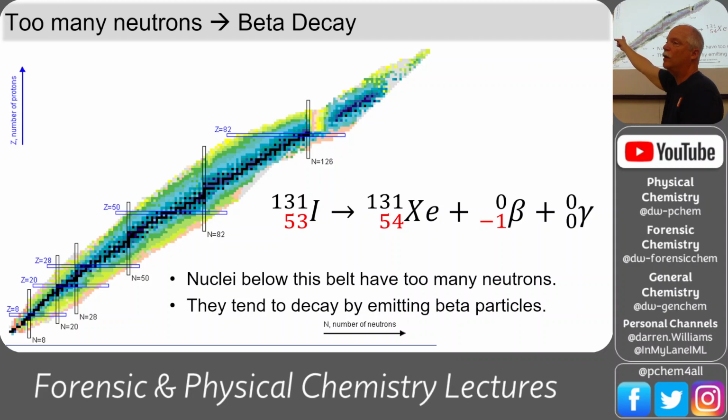So we gained a proton. You can't gain a proton without moving on the periodic table. So beta decay always moves right 1 space. You can write that down. Beta decay moves right 1 space on the periodic table.